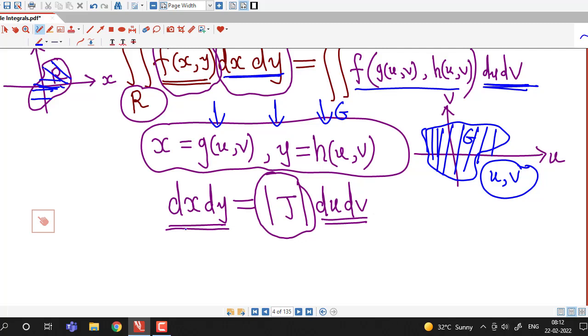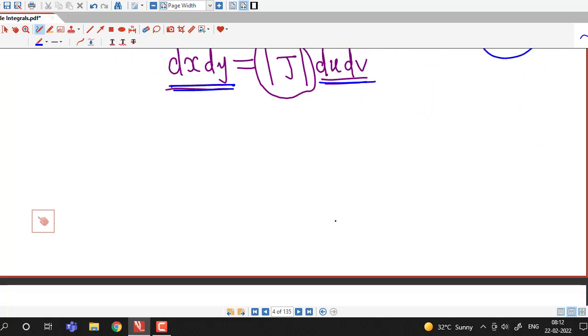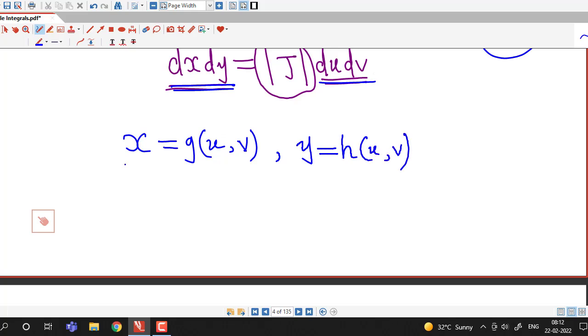Now here we will remember that dx dy will be replaced by the absolute value of J with respect to u and v. So what is this J? Because we have taken this change of variables using this transformation, x is a function of u and v, and y is also another function of u and v. So here x and y are functions of two variables u and v, and we can find partial derivatives of x and y with respect to u and v.